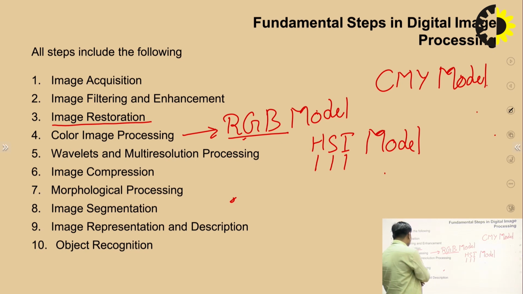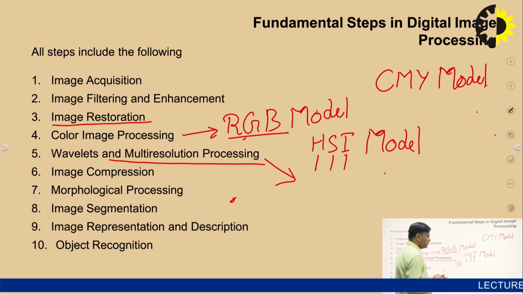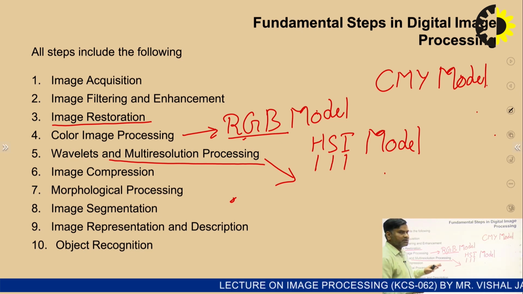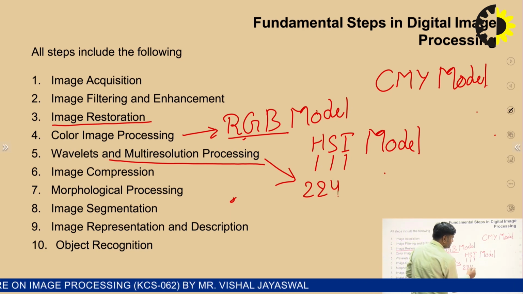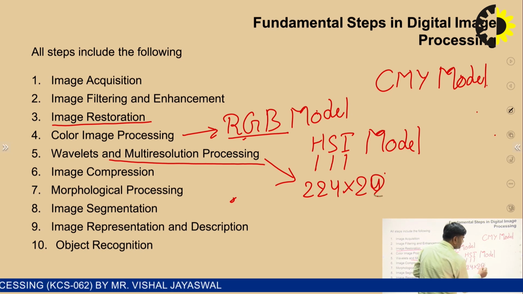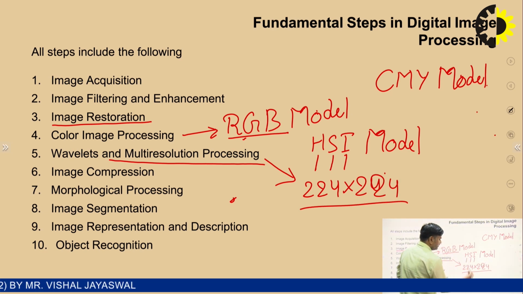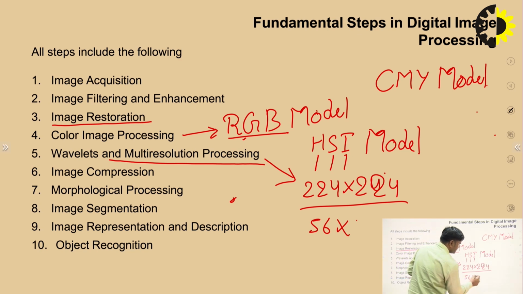If we talk about wavelets and multi-resolution processing, we see the multi-resolution of the input image, by which multiple resolution images can be formed. Let's suppose 224 cross 224, then we can further apply, let's suppose, 56 cross 56. These are the resolutions of the particular image.